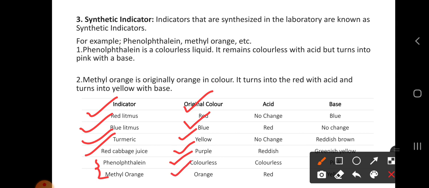Let us understand, when the substance is an acid, which color will change here. If the given substance is a base, which color will change here.